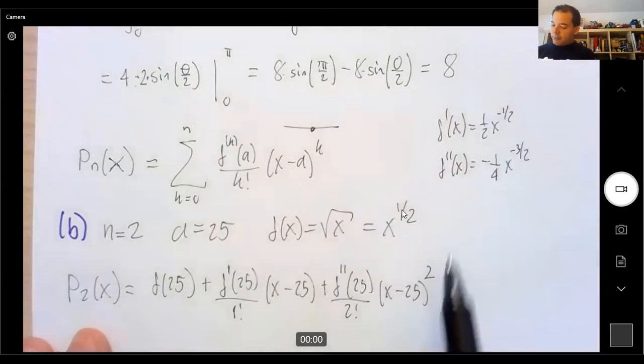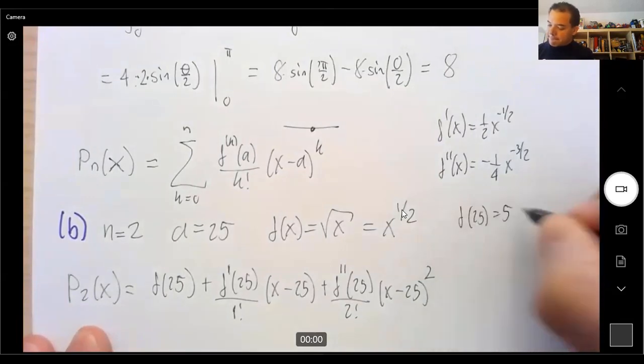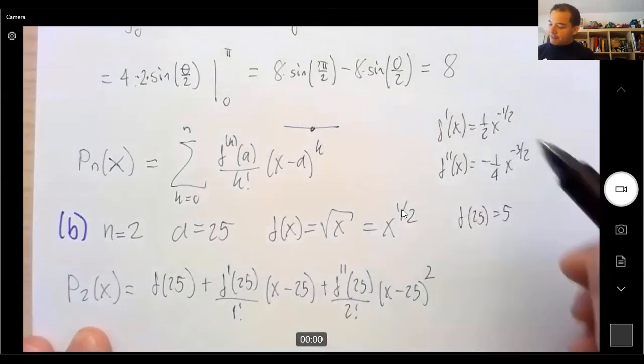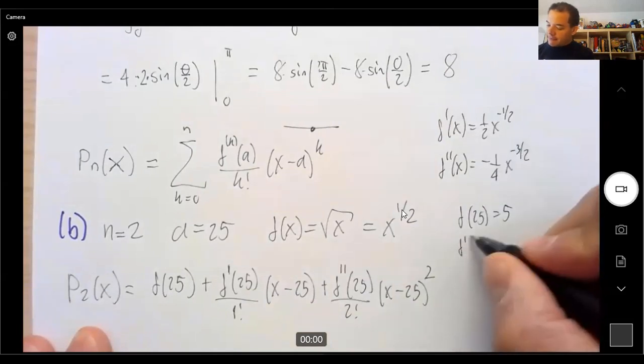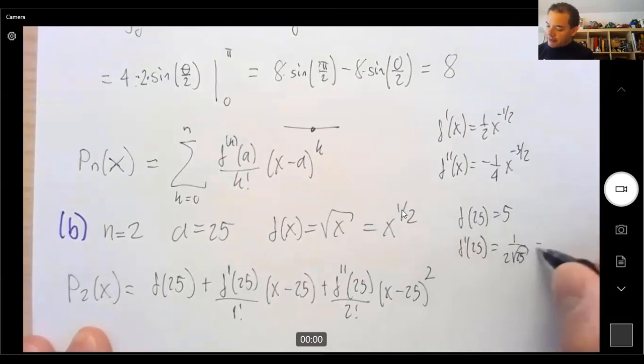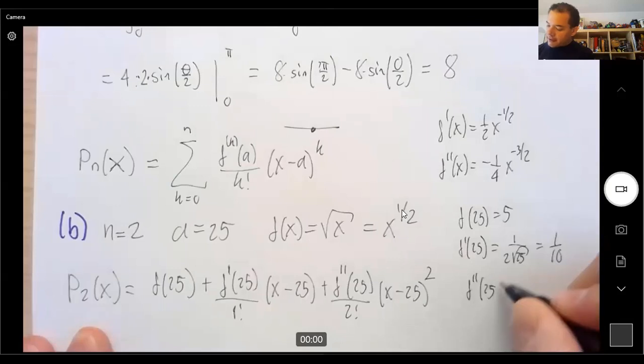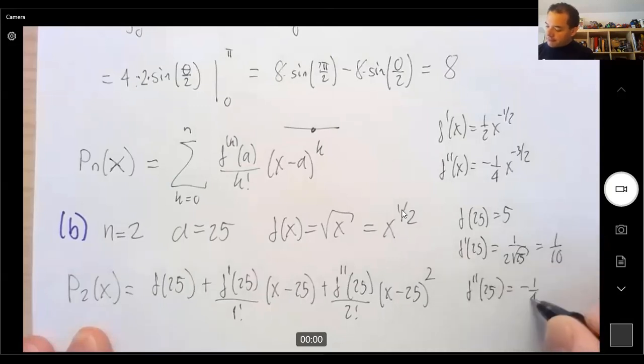And then we should plug 25, right? So f of 25 is 5, the square root of 25. F prime of 25 is 1 over 2 square root of 25. So that's 1/10.